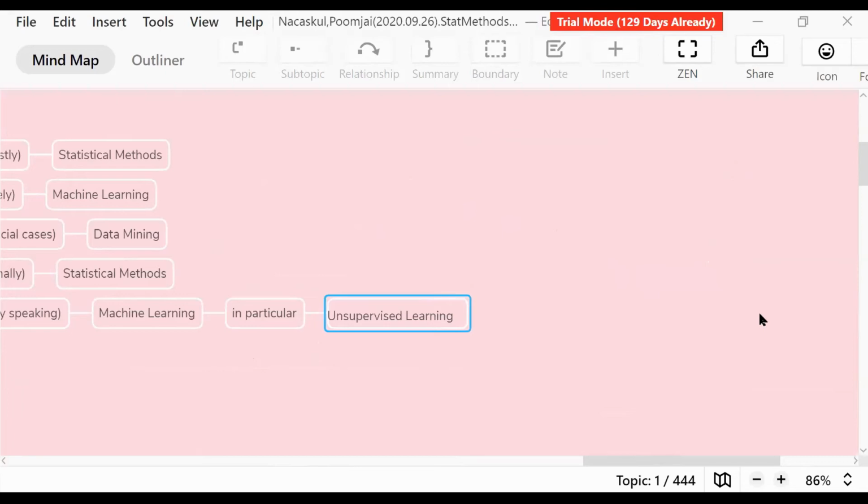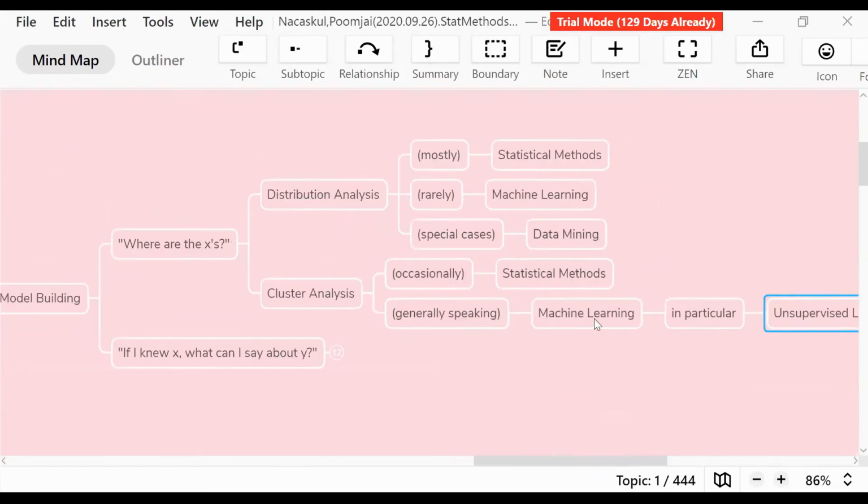By the way, once you have this file, you can certainly edit it to your own liking. So that's a clever way of using this. You notice I haven't used any PowerPoint at all. I use this thing. Okay. In particular, unsupervised learning.